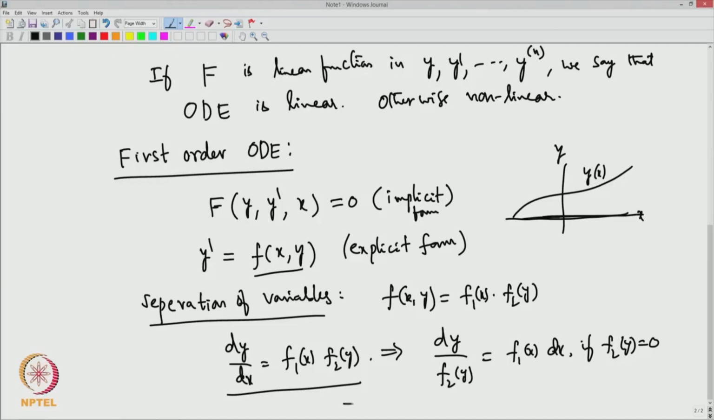Once you do this, now you can integrate this equation. You have dy, so the variables are separated: the left side is a function of y, and the right side is a function of x. So you can take dy by f2(y) and integrate, and the integration will give you the integral of f1(x) dx. Once you do the integration, you will have an integration constant c. This is actually your general solution of the equation.